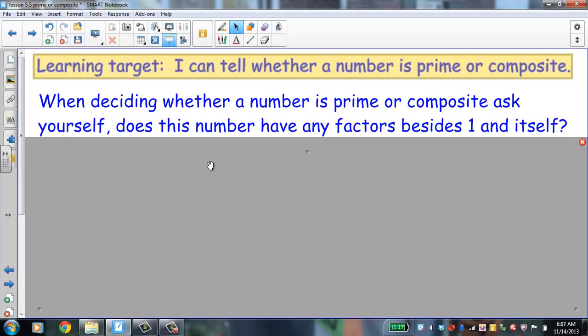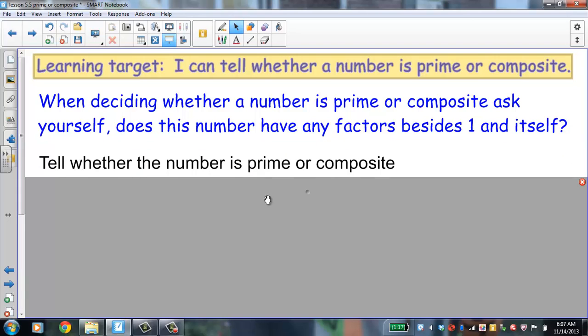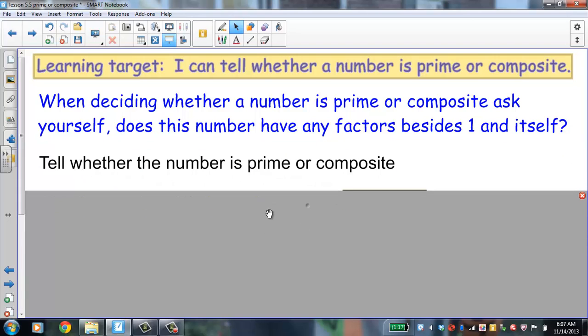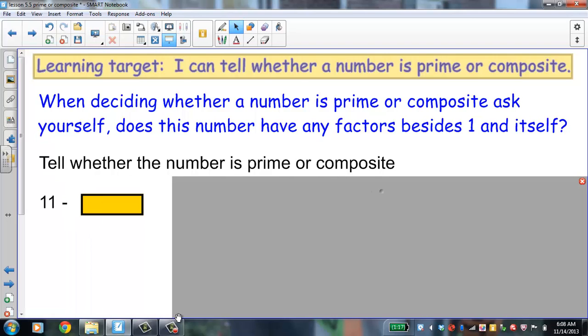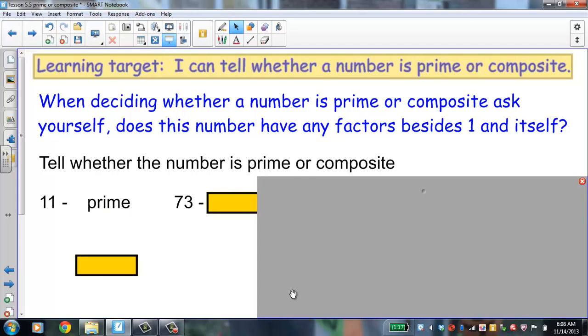So when you're deciding whether a number is prime or composite, you ask yourself, does this number have any factors besides 1 and itself? So we're going to tell whether the number is prime or composite. We're going to start right here with the first number, which is 11. You have to think to yourself, is there anything you can multiply together to get 11 besides 1 and 11? I don't think there is. So since there are no factors of 11 besides 1 and 11, 11 is prime.